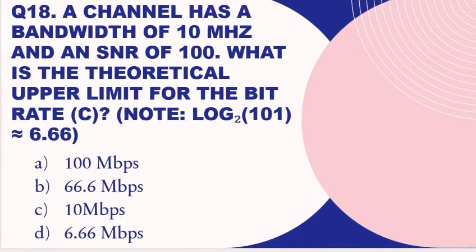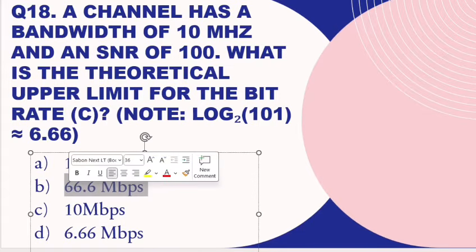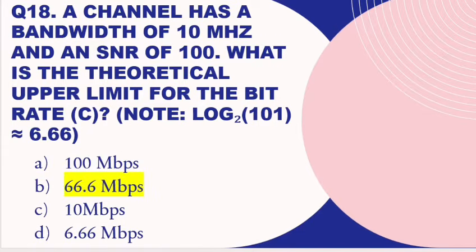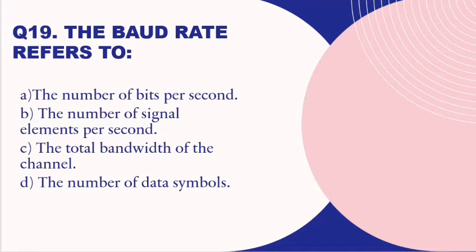I hope you all have paused the video, done the numerical and guessed the answer right. So the correct answer for this question is option B, which is 66.6 Mbps. Moving on to the next question. Question number 19. The baud rate refers to option A, the number of bits per second, option B, the number of signal elements per second, option C, the total bandwidth of the channel, option D, the number of data symbols.